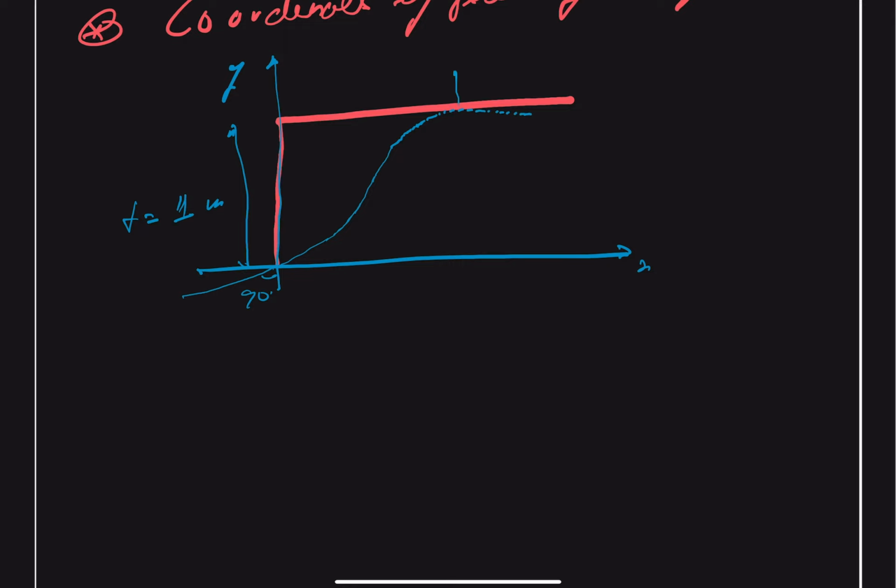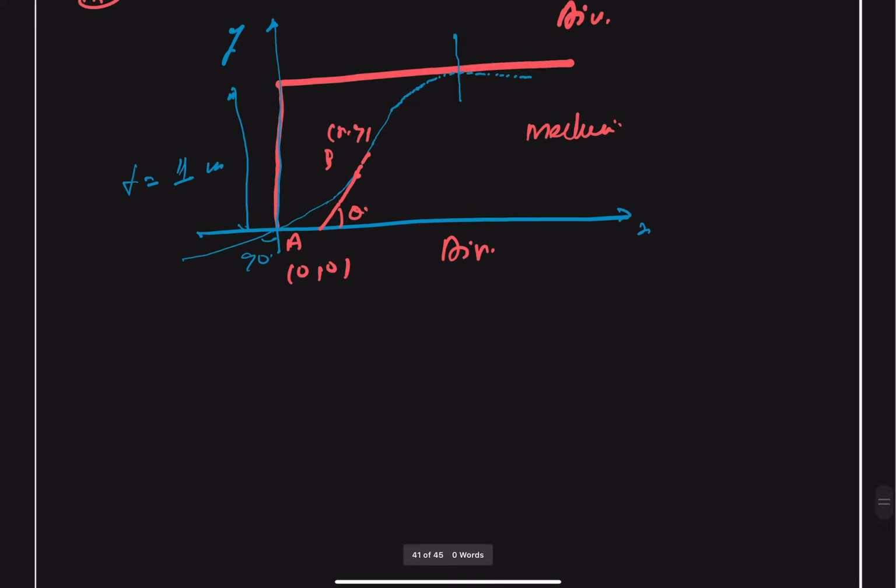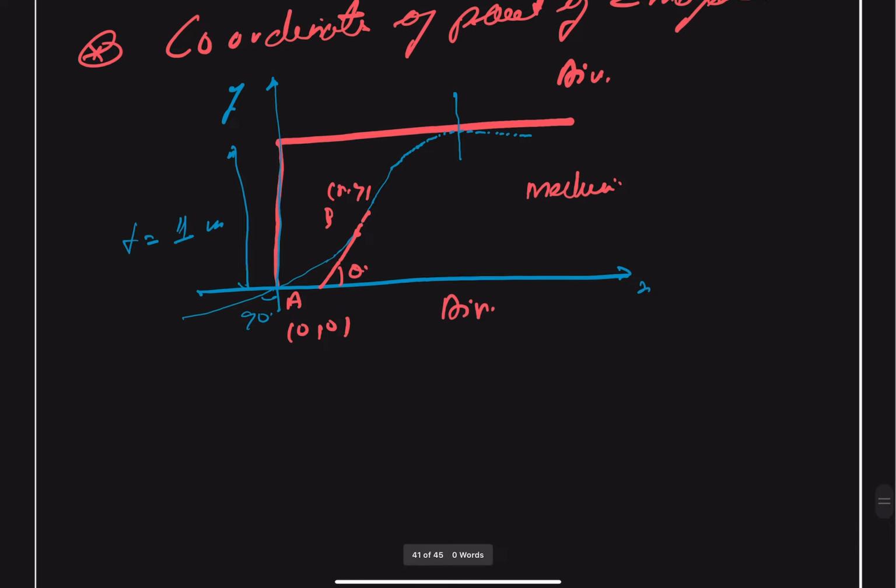So we have to find out this particular point. And B, we already said it's somewhere here. This is our B having coordinate x comma y, and this is angle theta, and we have this as A, coordinate 0 comma 0, and this is air, and this is the medium, and this is again air. So we are supposed to find the coordinate of the point of emergence.